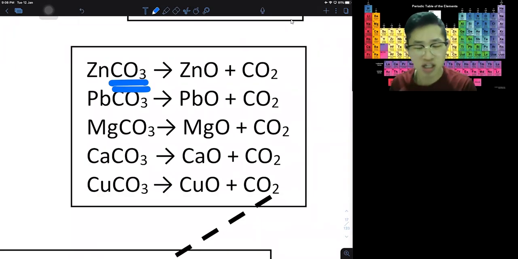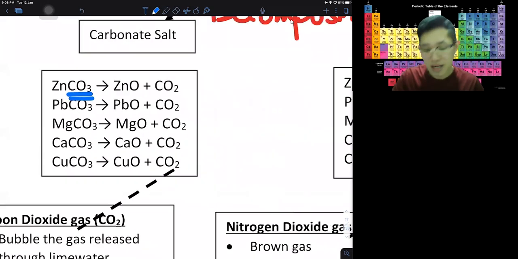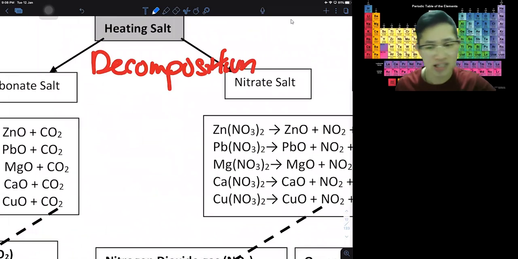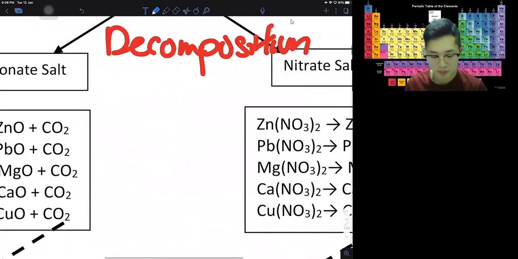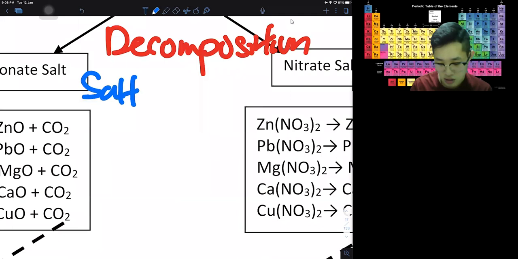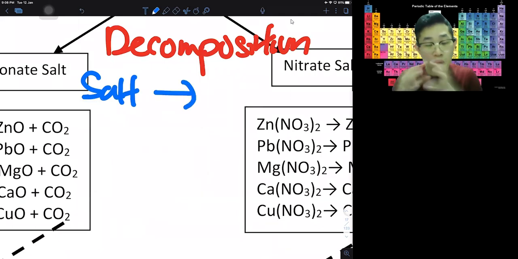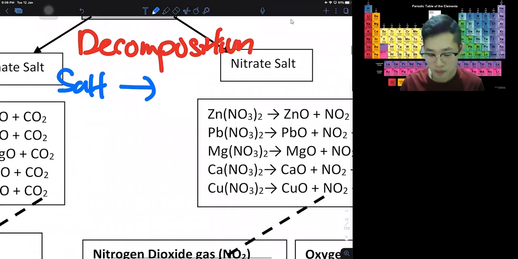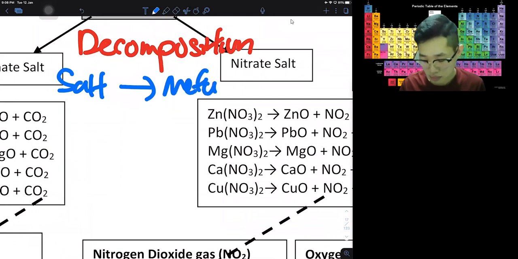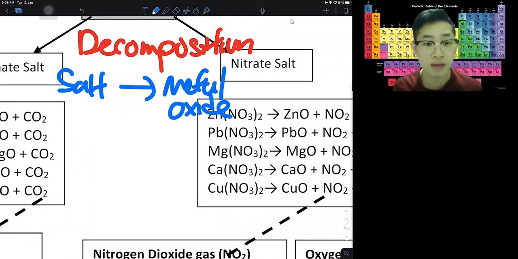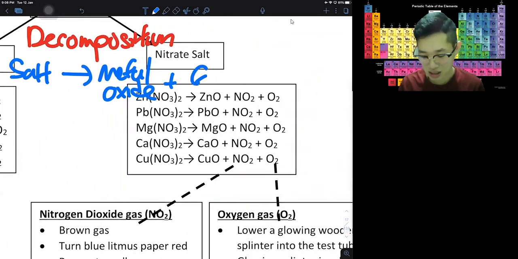What are the products that are going to be produced? Remember, as long as it is heating, as long as it is decomposition, salt will decompose, break up into metal oxide plus gas.